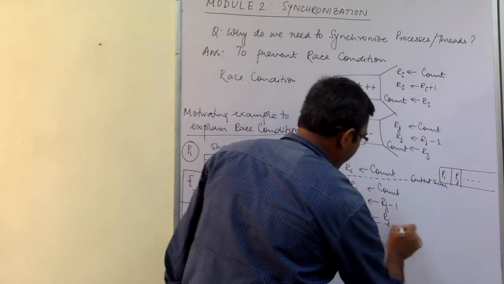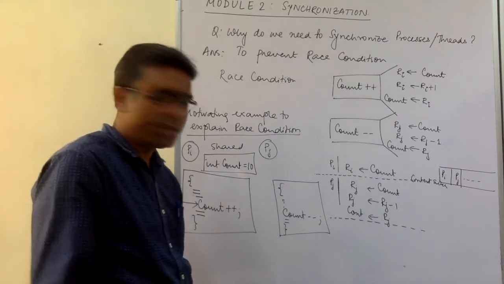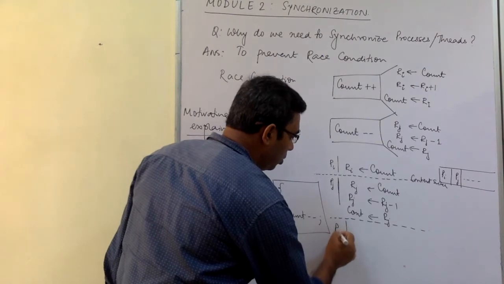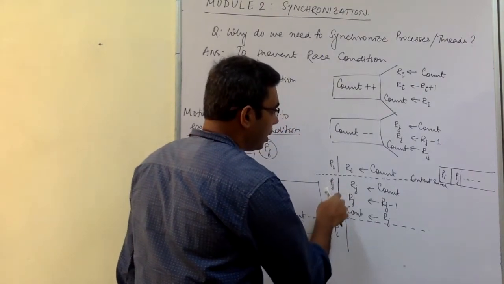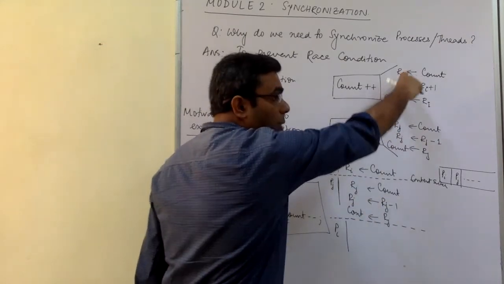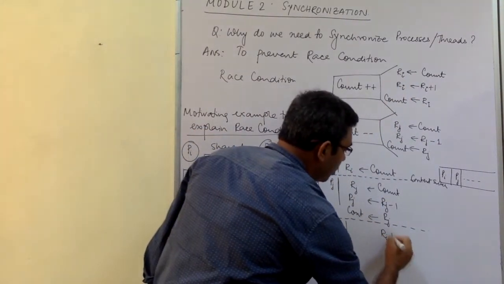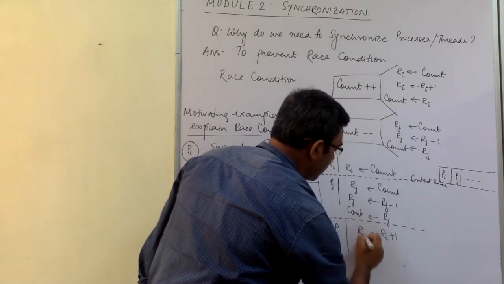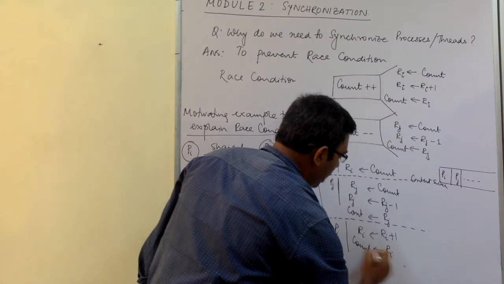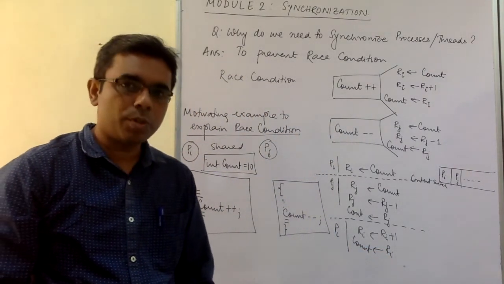And then there was a context switch because Pj completes its three instructions. That is, you again allow Pi to execute, which means that Pi would execute the rest of its two instructions. It left this midway, so it completes the rest of the two instructions, and this is what you get.